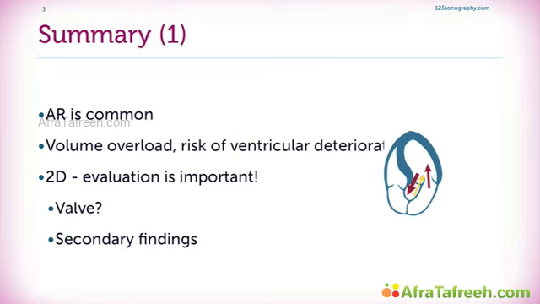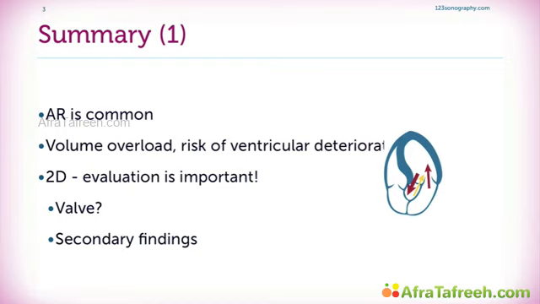We've learned that aortic regurgitation is quite common, especially mild and moderate forms, and that significant aortic regurgitation causes volume overload, which poses the risk to damage the left ventricle and cause left ventricular deterioration.